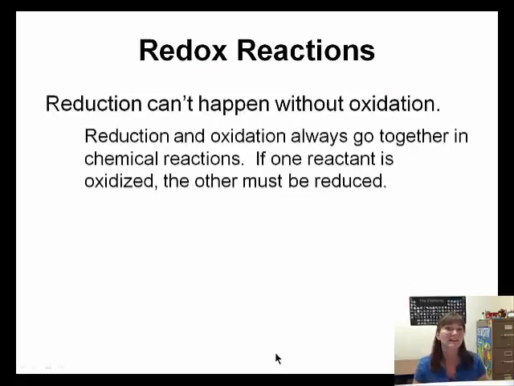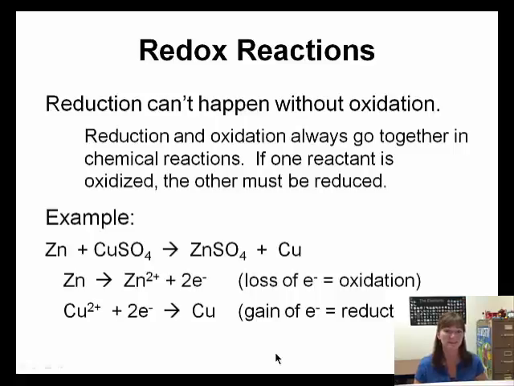So reduction cannot happen without oxidation. They're one and one. One cannot occur without the other. If something's losing electrons, there has to be something there to gain the electrons. So reduction and oxidation always go together in a chemical reaction. If one reactant is oxidized, there better be something there getting reduced.